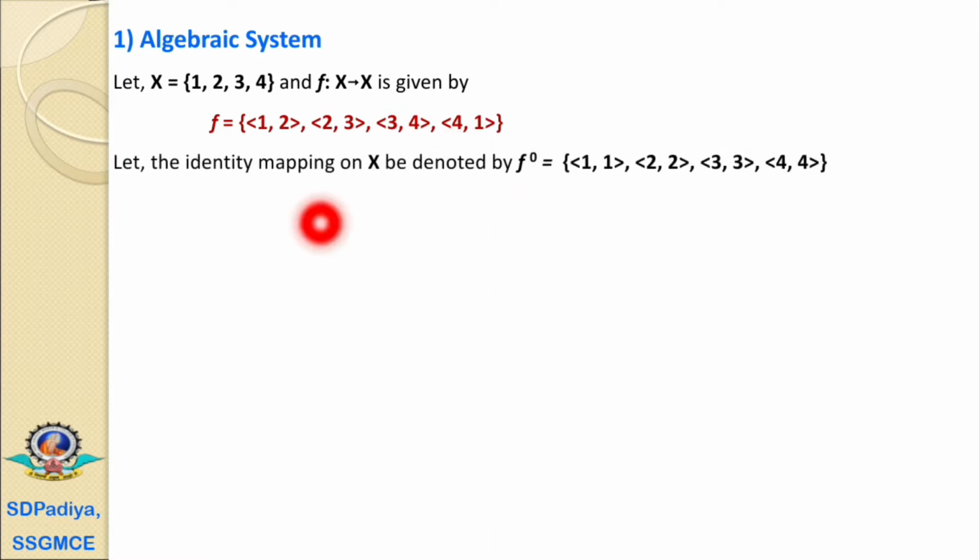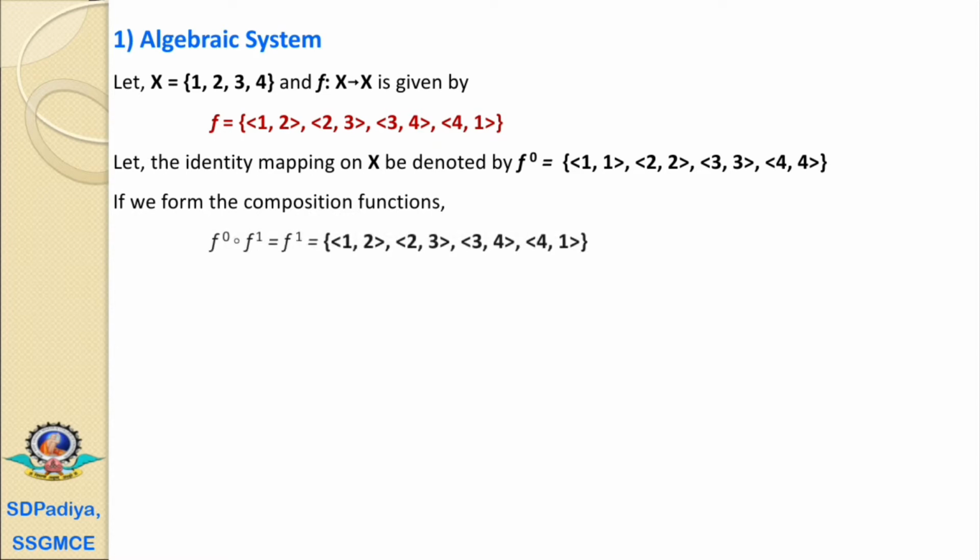Let the identity mapping on X be denoted by f raised to power 0, and it is equal to a set of ordered pairs (1, 1), (2, 2), (3, 3), and (4, 4). If we find the composition function f raised to power 0 composition f raised to power 1, then it is equal to f raised to power 1. Then how do we find the composition function?